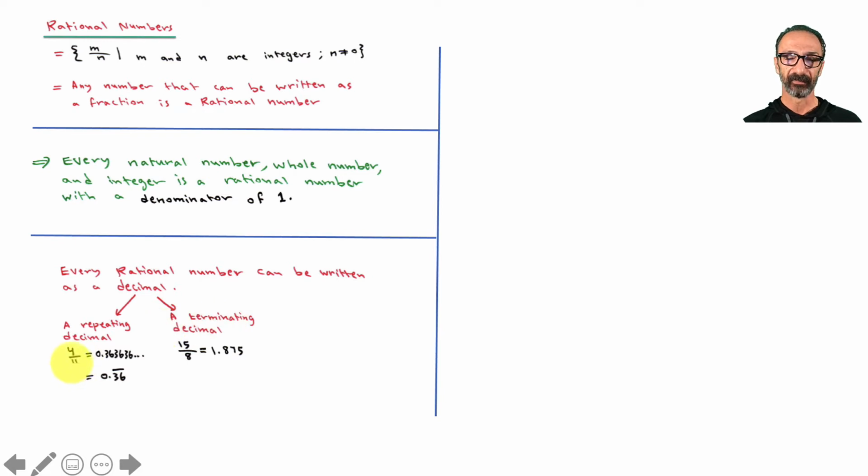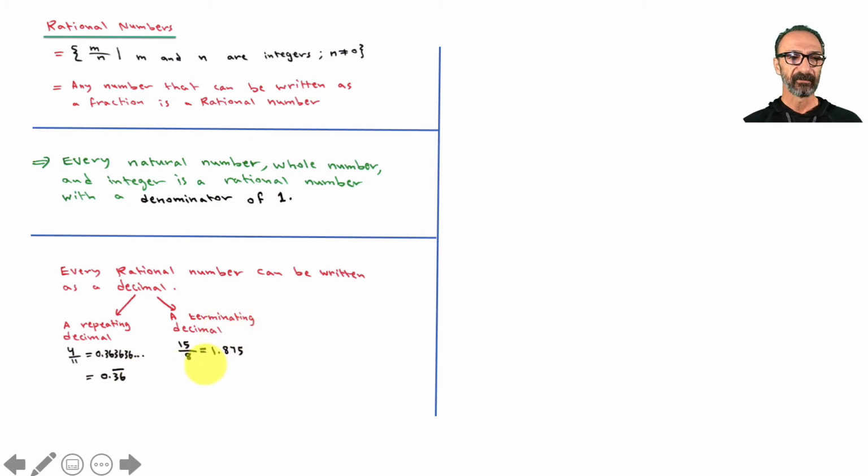Here's an example. 4 over 11 is a simplified fraction. If you use a calculator, the calculator will indicate to you that it's 0.363636. They're not gonna put dots. I wish they did in calculators, but you could see the pattern that it's 0.36. The 36 repeats, we put a bar on top of it.